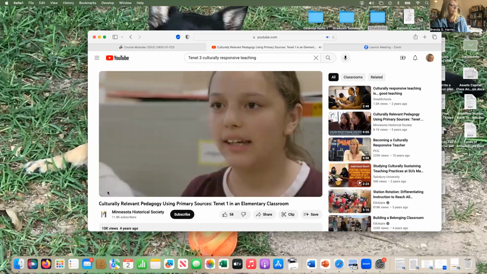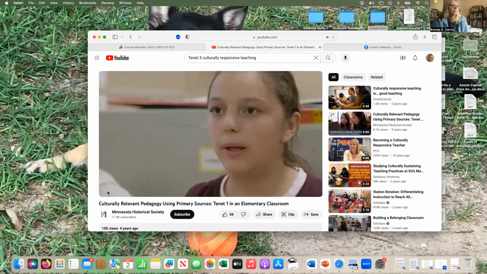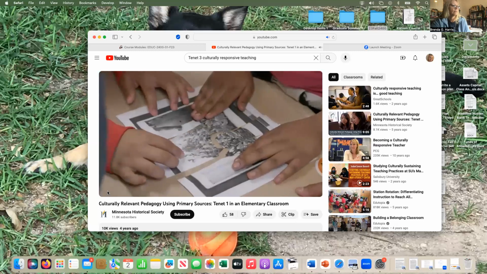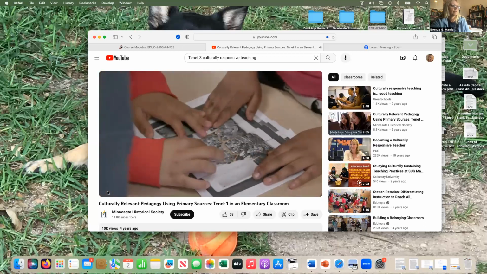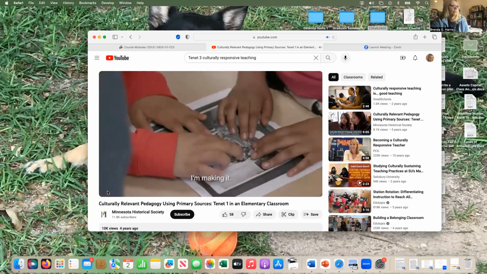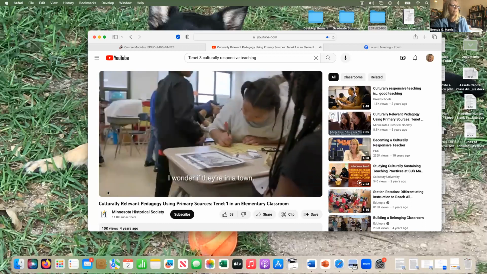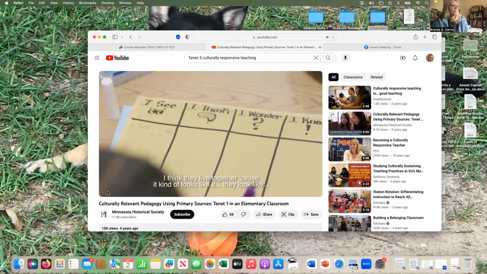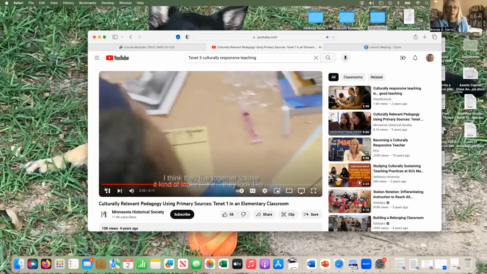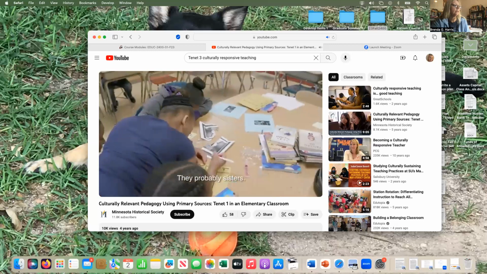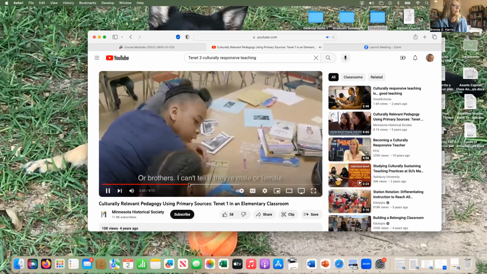We had to think on what was the picture going to be about before we put all the pictures together. I wonder if they're in the town. I think they live together because it kind of looks like they look like.